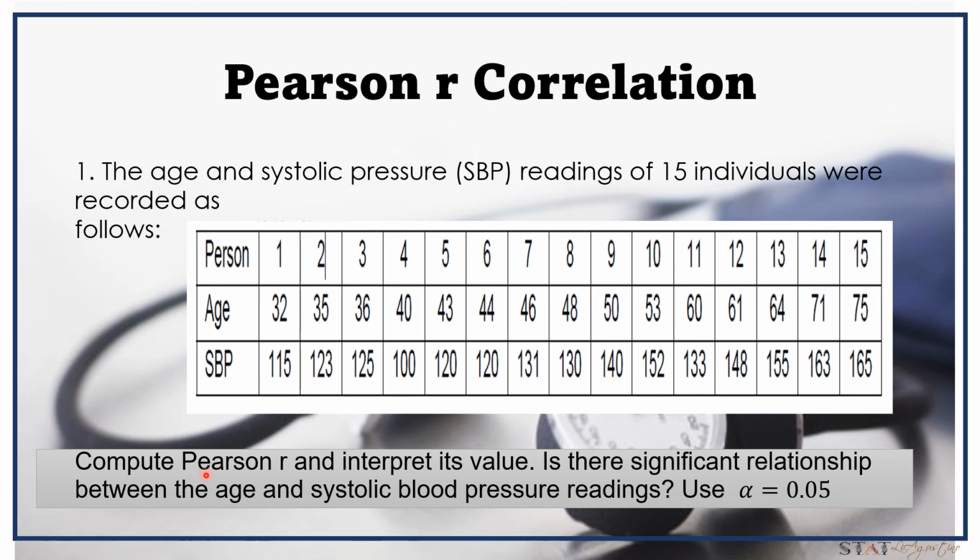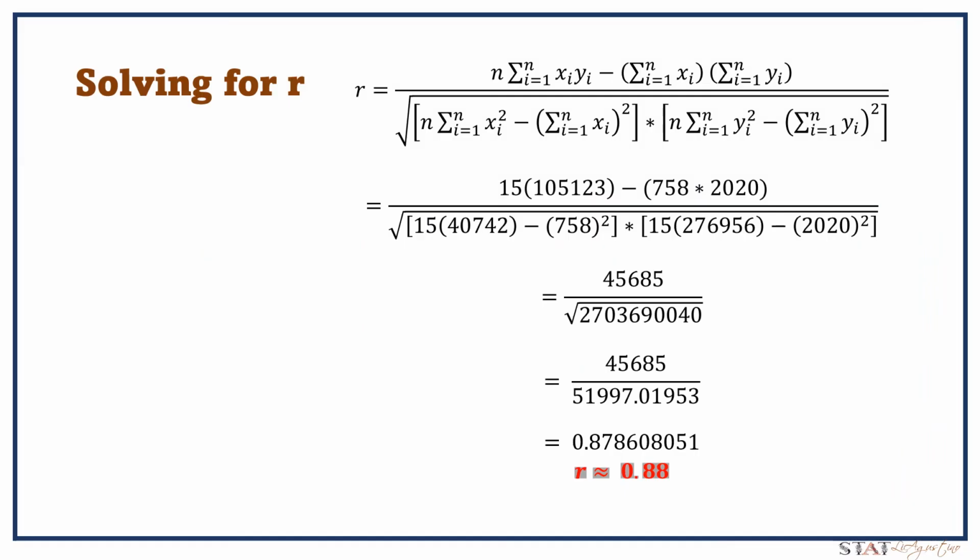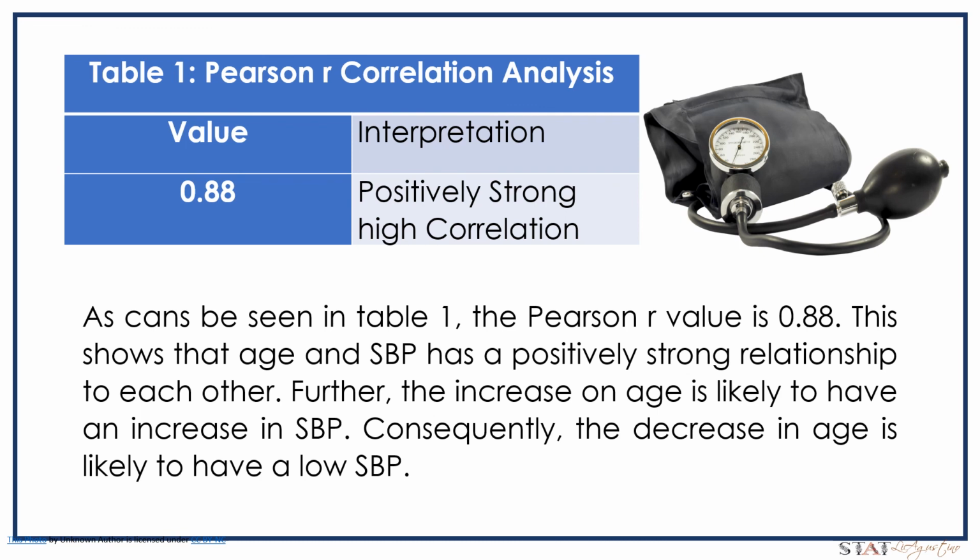So now we will compute the Pearson r and interpret its value. Is there a significant relationship between age and systolic blood pressure reading? We will use by default the alpha level of significance of 5%. Doing the calculation with the Pearson r correlation, we arrive at r approximately equal to 0.88. For descriptive interpretation, the value of 0.88 is in the category of positively strong, high correlation. So age and SBP are strongly correlated with each other.